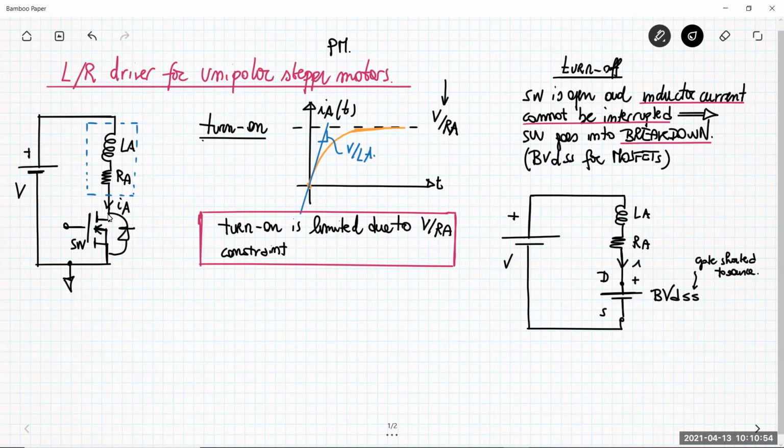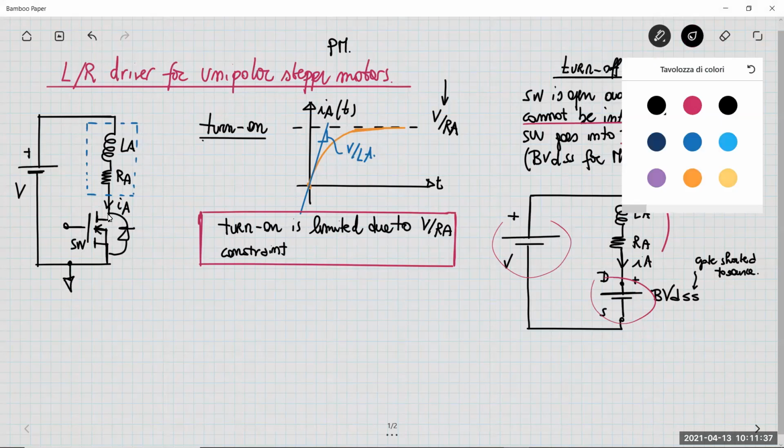So this is the situation at turn off. The current IA continues to flow, but the MOSFET is in the breakdown region. For that circuit you can again write down a linear differential equation. Now the voltage applied to the phase is no longer V as at turn on, but V minus BVDSS, the series of these two batteries supplied to the phase. So you can write down exactly the same equation.